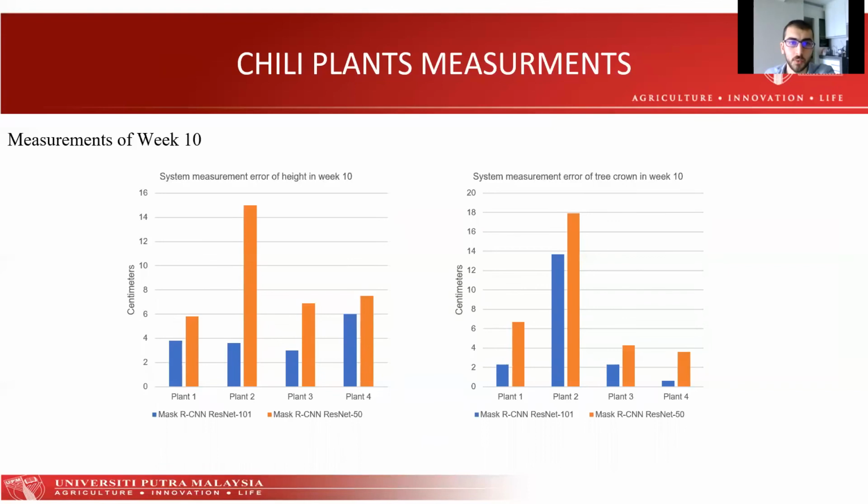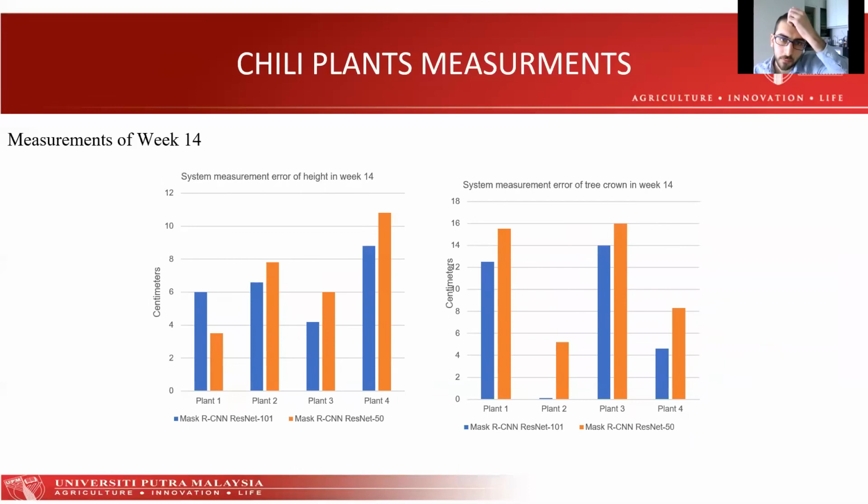The differences between the manual measurements and the system measurements, as you can see in these figures, for height in week 14 for both of the models: for ResNet 50 model, the maximum error was 15 centimeters, and the maximum error was about 6 centimeters for Mask RCNN ResNet 101. And for the measurement of tree crown in week 14, ResNet 101 achieved a maximum error of less than 14 centimeters and around 18 centimeters with ResNet 50.